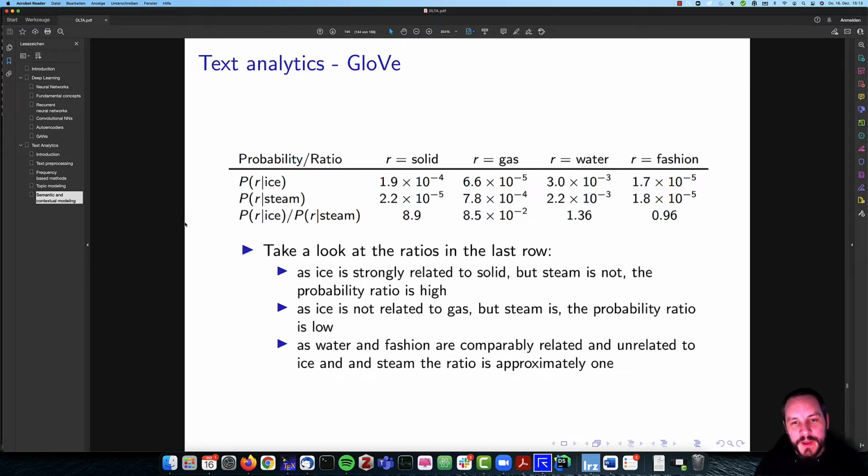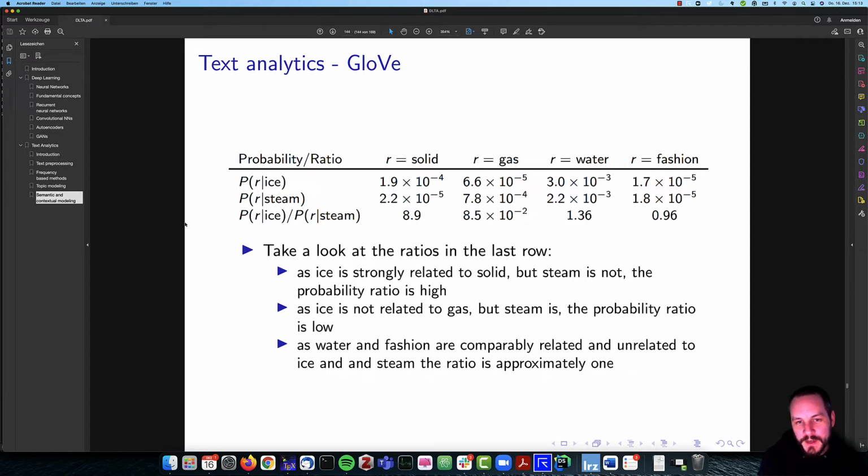So if we compare two words and we have a third word, the relationship of the probabilities of those two words is drawn into the direction which makes more sense in reference to the third word.